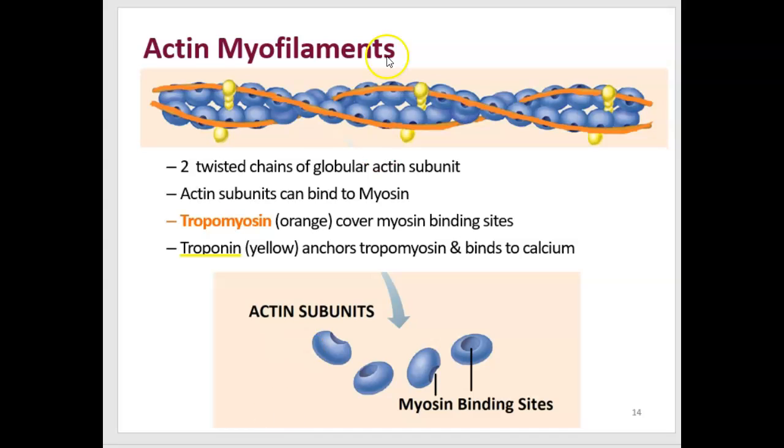Actin looks more like a straight filament. Okay, actin is again a dimer. It's made up of two strings of actin subunits. They're kind of coiled together like two pearl necklaces. Now, actin subunits have a binding site for myosin. So that's where the globular heads will bind. Covering those binding sites are two proteins called tropomyosin, which is orange, and then troponin, which is yellow and kind of keeps that tropomyosin in place.